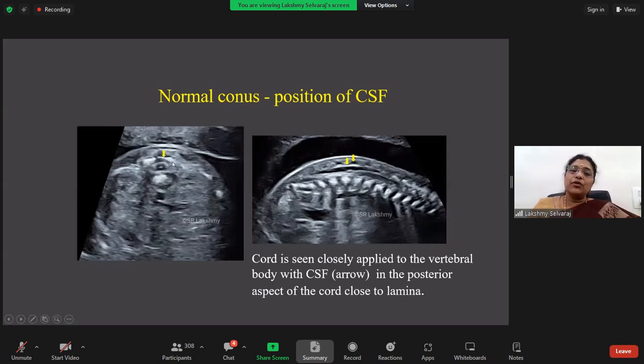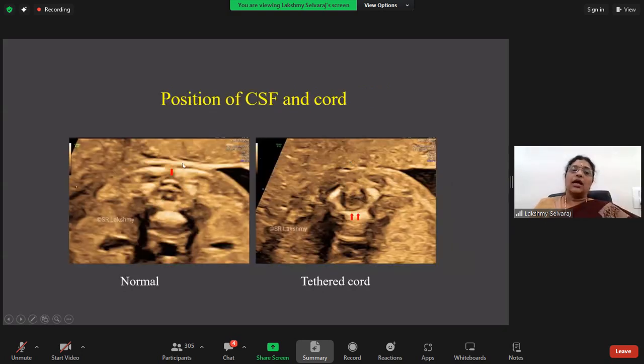So when I said in the axial view, you have to evaluate the cord structure in relation to the vertebral body, you see the cord closely hugging the vertebral body and the cerebrospinal fluid close to the lamina. This is under normal conditions. Whenever you have a closed spinal dysraphism, you see that the pedicles are divergent, and the cord is not hugging the vertebral body as in a normal case.